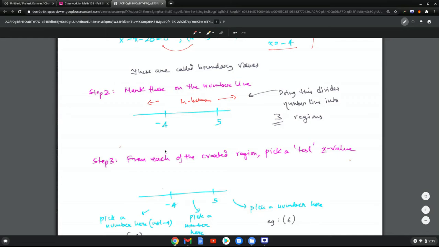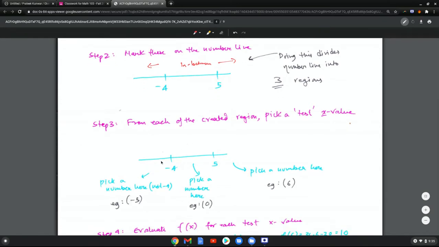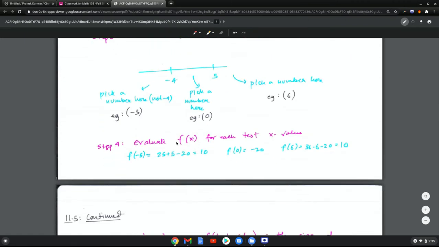Now from each of these created regions, we pick a test value, which means that from left of negative 4, we pick a number here. Between negative 4 and 5, we pick any number here. Example 0, example negative 5. And to the right of 5, we pick any number, example 6. For each of these test values, we evaluate the function. So f of negative 5 is 10, which is positive. f of 0 is negative 20, which is negative. f of 6 is 10, which is positive.